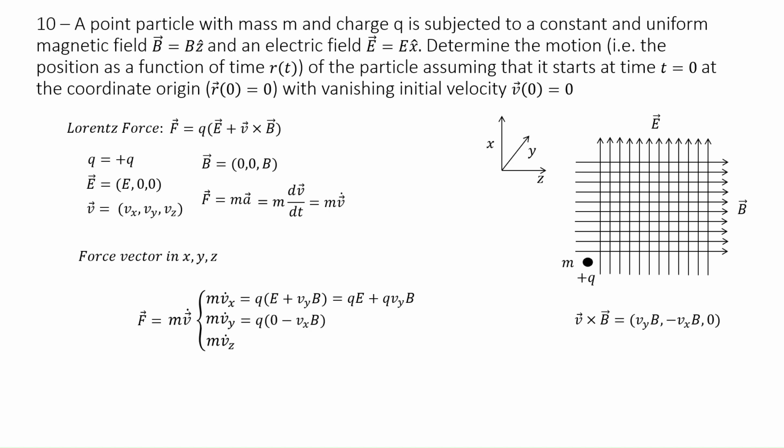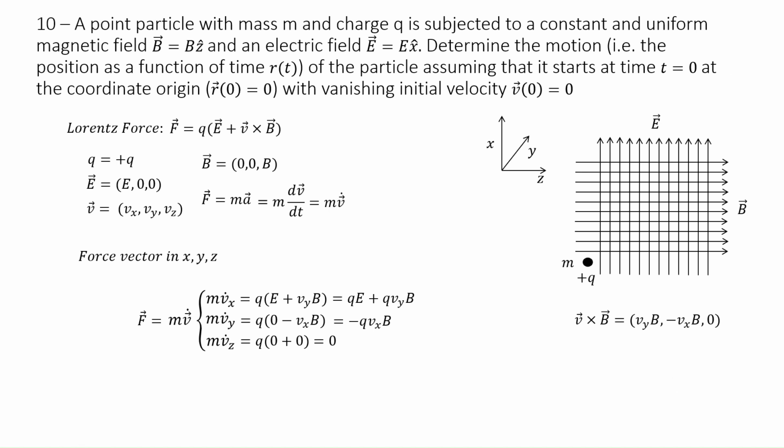Now in our y, we have q times 0 minus vx B, as our electric field in the y direction is 0, and our component in y for v cross B is minus vx B, and this simplifies to minus q vx B. And in our z, we have 0 components for our electric field and 0 components for our v cross B, so the solution there is simply 0.